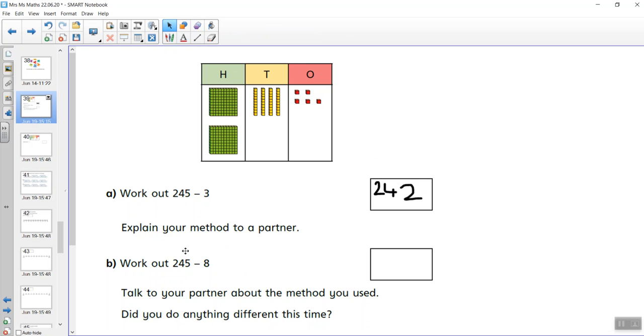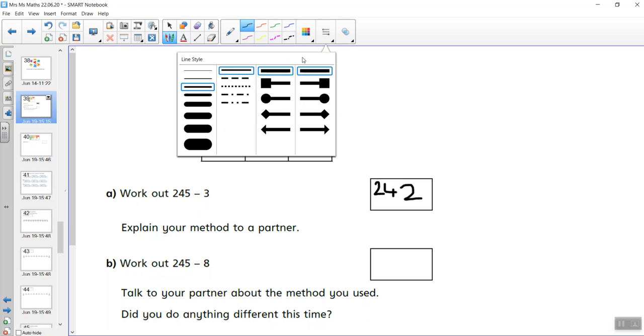Now, what if I wanted to take away 8? I've only got 5 ones here. So what would I need to do to take away 8? That's right, I'm going to have to exchange. I'm going to have to take these 10s and turn them into 1s. Now, I'm not sure I'm going to be able to draw all those little 1s in. I'll try my best, make them quite small.